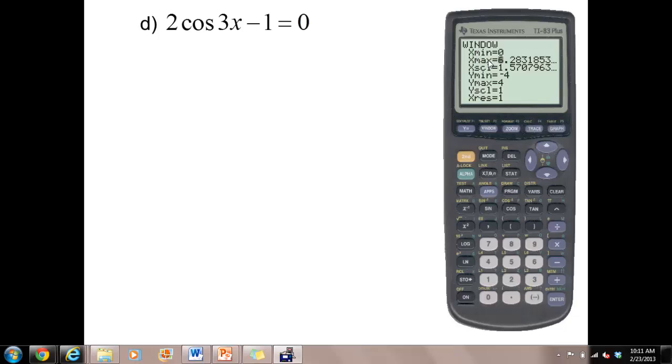Let's go ahead and increase our interval from 2 pi, which is about 6 point, let's just change it to 6.5. Let's overshoot it a little bit, that way our calculator will see it. So yeah, it looks like it didn't even cross at all over the interval 0 to 2 pi.